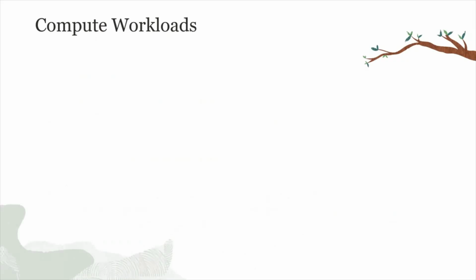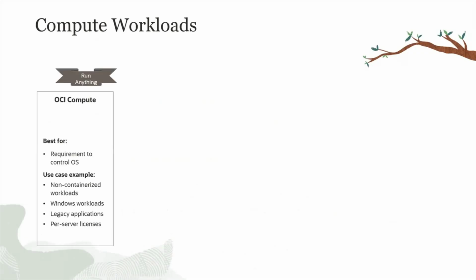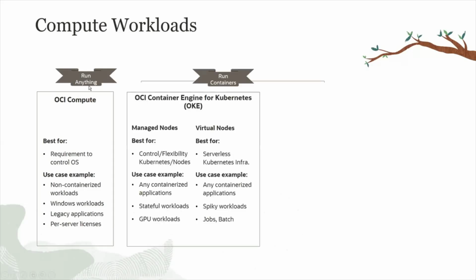So if you think about compute as a continuum, these are the different points on that continuum. So sometimes, you really need to understand where to use what capability. So compute could be used to run anything, right? Where you want to control the operating systems. It could be non-containerized workloads, Windows workloads, legacy applications. Basically anything you want to run, you could run on compute, any kind of workload.